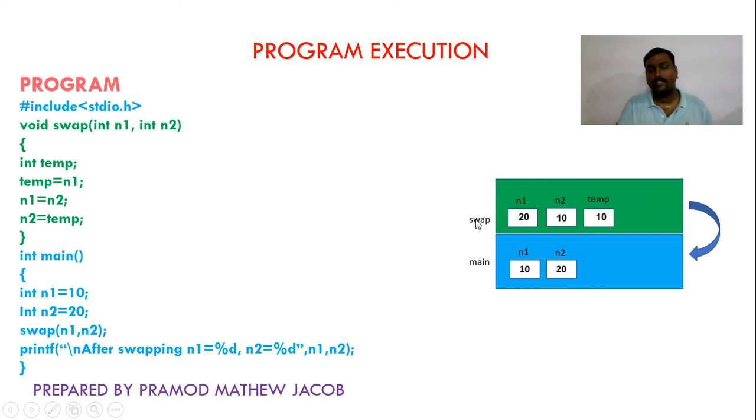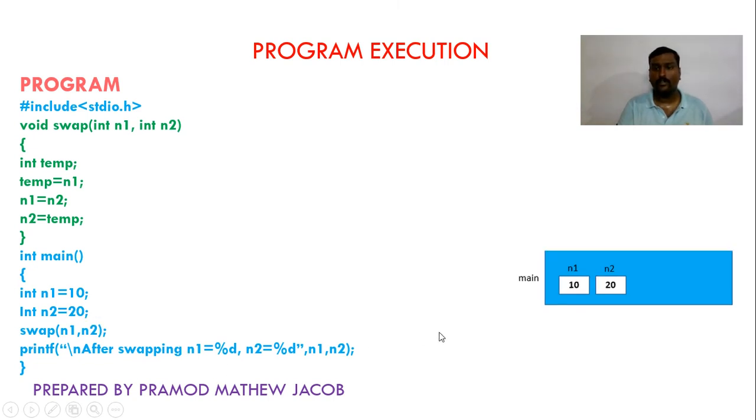Whenever the swap function is completed, the control is given back to the main function. In the main function, these operations are not in effect. So this is what is happening when we are doing function calls. So the output of this program will be the same as n1 and n2 in the initial step itself. The output will be 10 and 20, because in the main function there is no change or effect in n1 and n2, because all the operations are performed in the swap function.